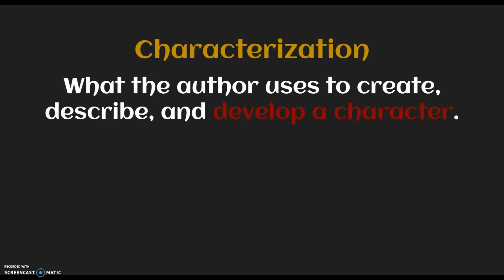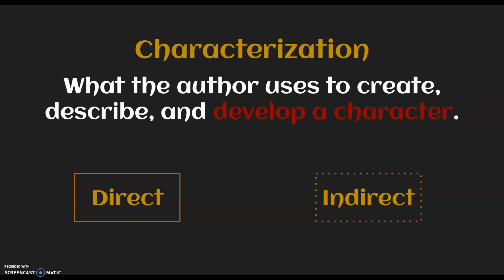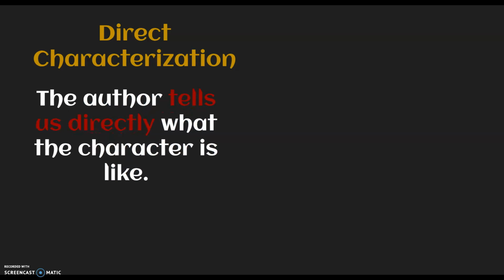And what is characterization? Characterization is what the author uses to create, describe, and develop a character for the reader. There are two kinds. There's direct and indirect characterization, and we are going to talk about both. So first of all, we'll talk about direct characterization. When something is directly characterized, it's when the author tells us directly what the character is like. So here's an example.